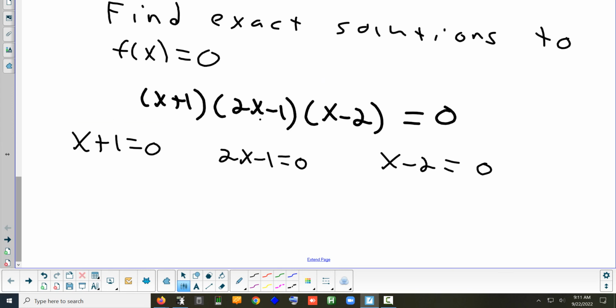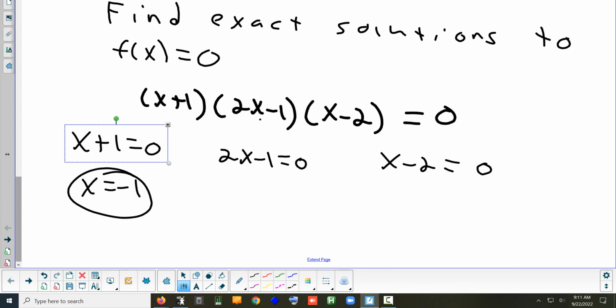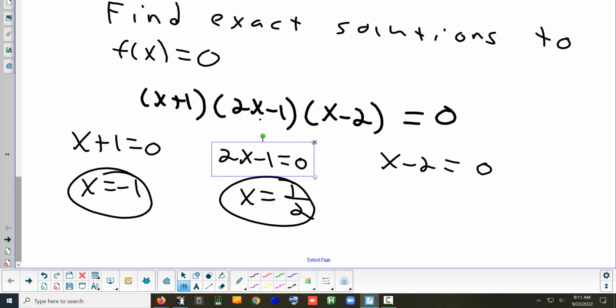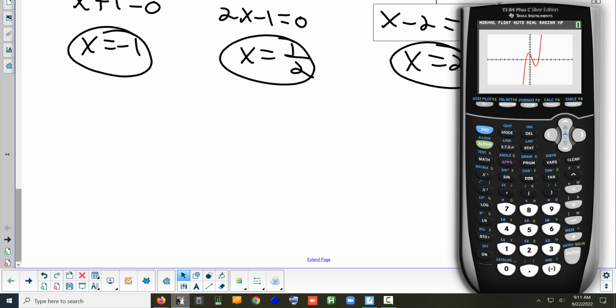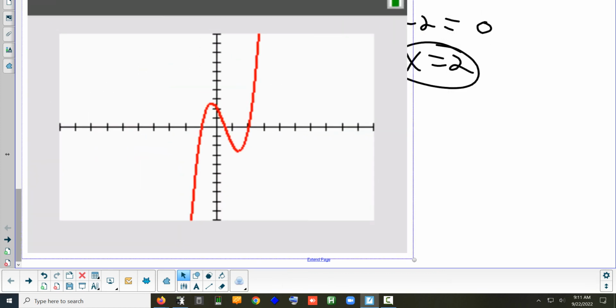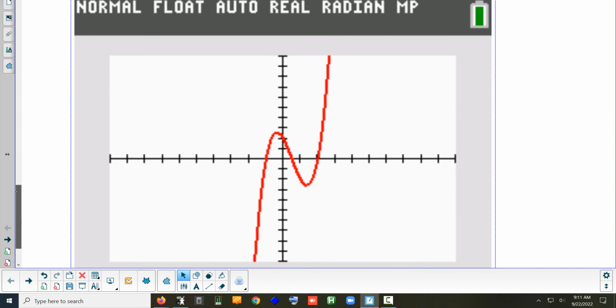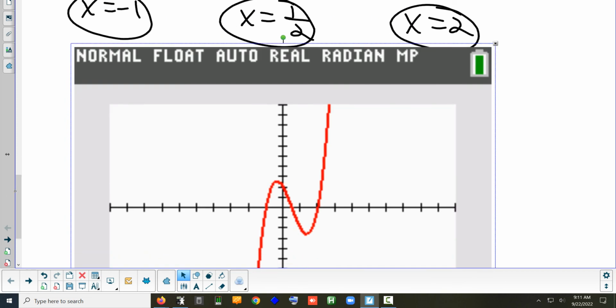What could we plug in for x to make this first one 0? Negative 1. What could we plug in for x to make the second one 0? 1/2. Very good. And what could you plug in for x to make the third one 0? 2. Let's look at that picture again. What do you notice about those 3 numbers we just found when you look at the picture?